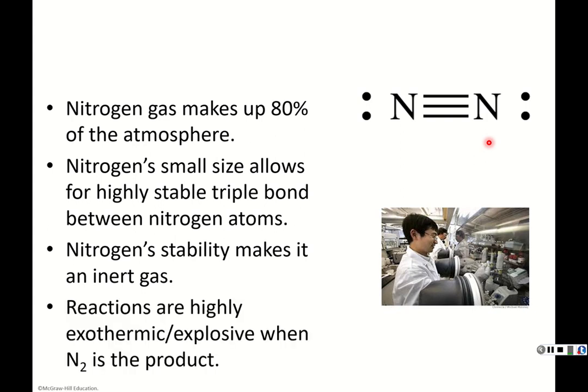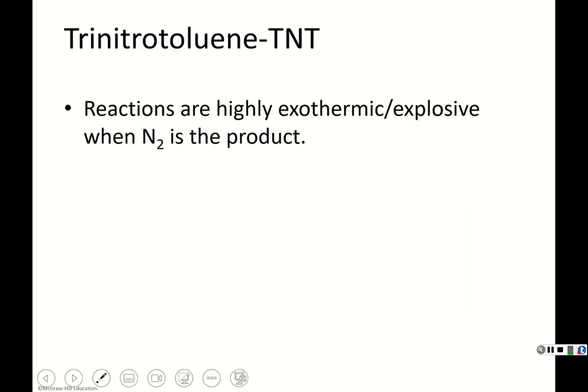Reactions that form N2 gas as a product, therefore, are extremely exothermic and explosive. And that's because N2 is very, very stable. So the reactants that make it are, in relative terms, sort of unstable, and a lot of energy is given off when N2 is produced.